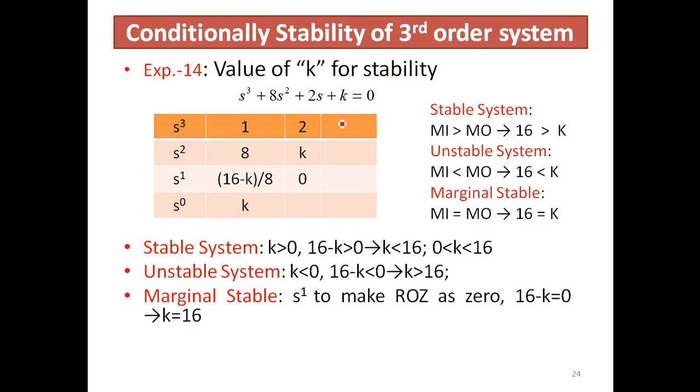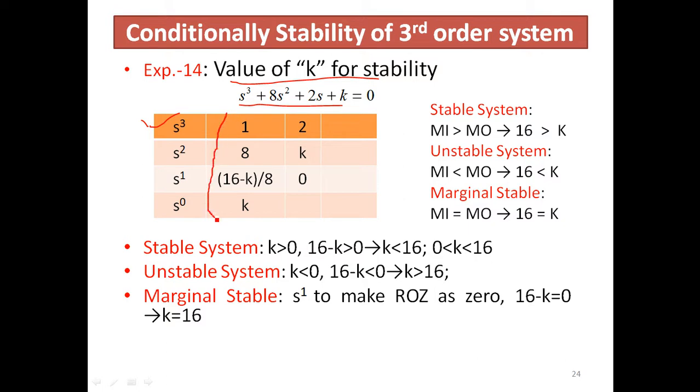Next example, we are interested in the conditional stability of a third order system. You have to calculate the value of k for stability. This is your characteristic equation where a constant k is there. We need the value of k for the system to be stable. So construct Routh's array. You would get the elements like this.